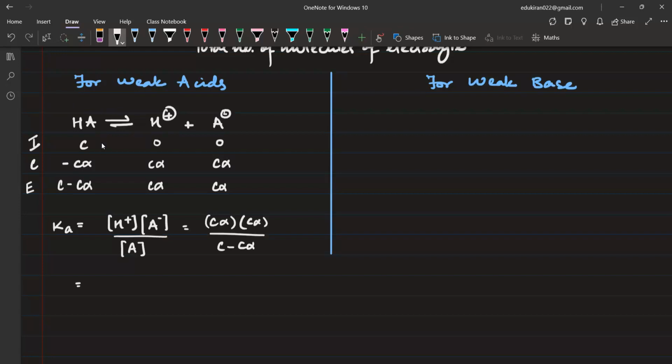Now from here you can write C square alpha square divided by C minus C alpha. I can take a C common and I will write 1 minus alpha. Now from here we can see that C and C is common, so I will cancel one C and I will get Ka is equal to C alpha square upon 1 minus alpha.